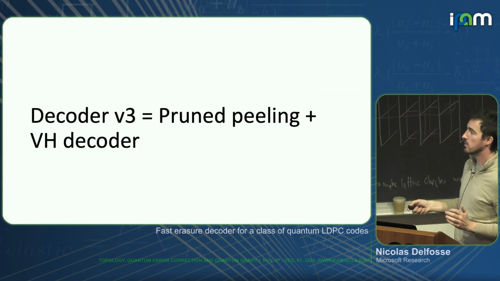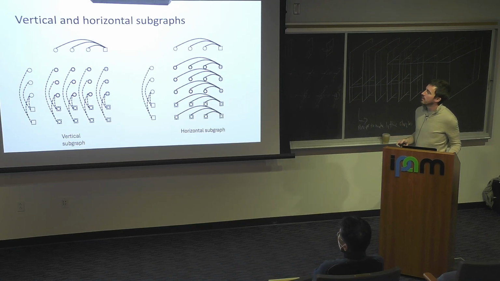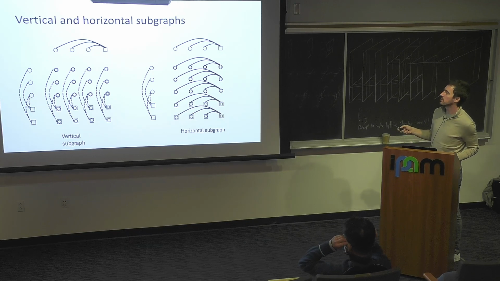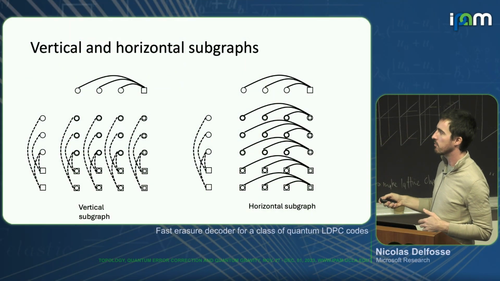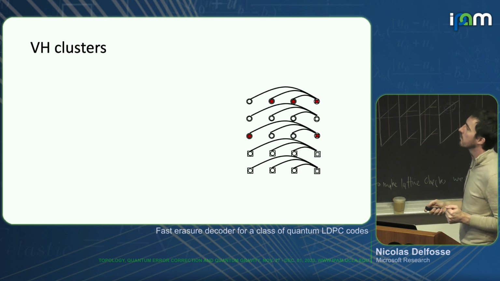And that's what we're going to do with the VH decoder. That's our last iteration, and this one is going to achieve a good performance. So it's VH, for vertical, horizontal. And the two graphs I'm going to talk about are the vertical subgraph, obtained by selecting only vertical edges in our Tanner graph, or only horizontal edges. So it's just square root of n copies of the same graph, of the horizontal graph or the vertical graph. It's the other way around.